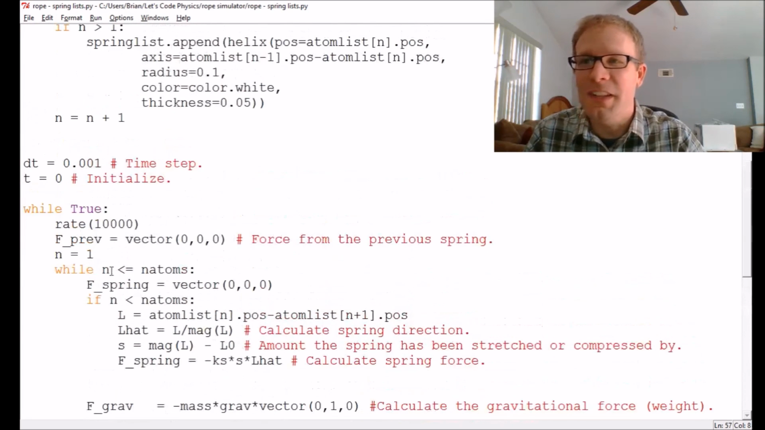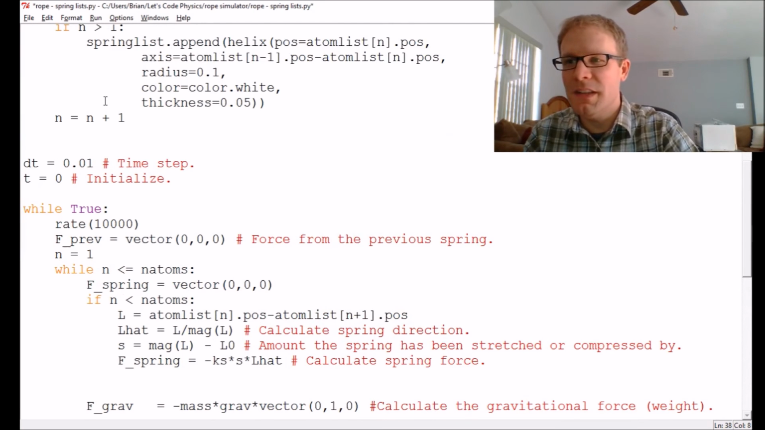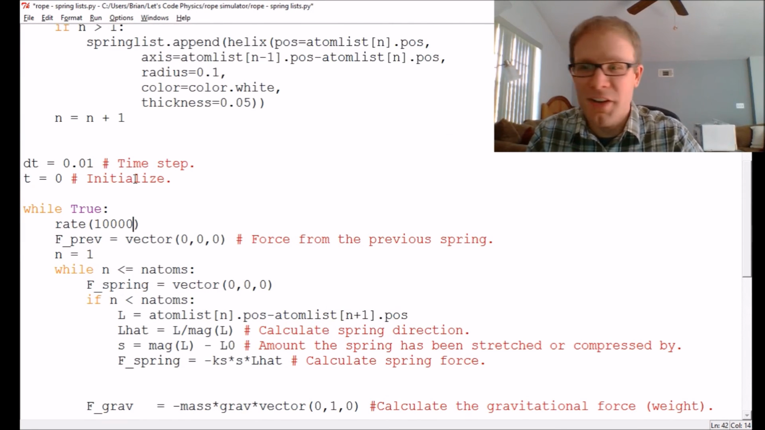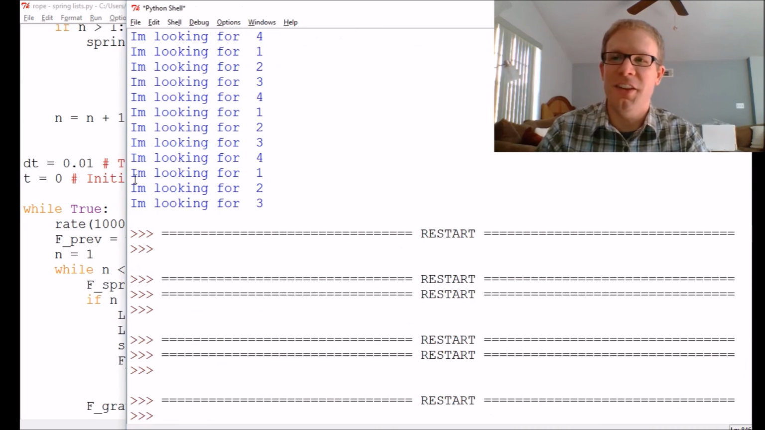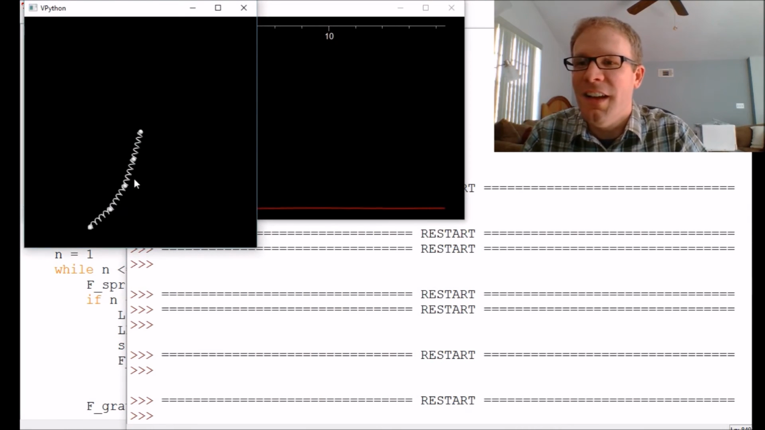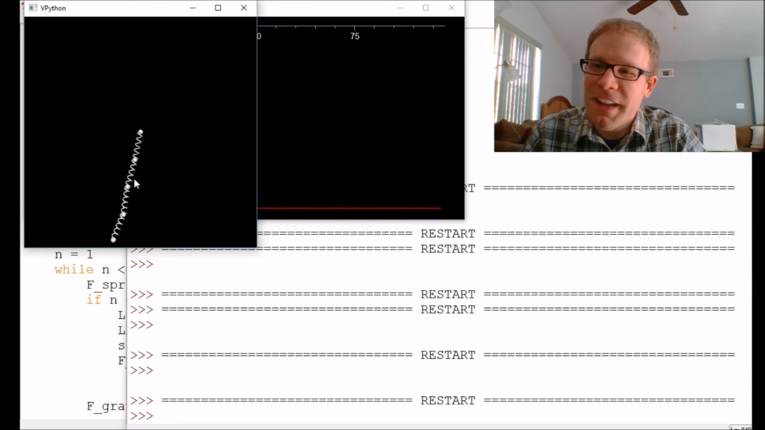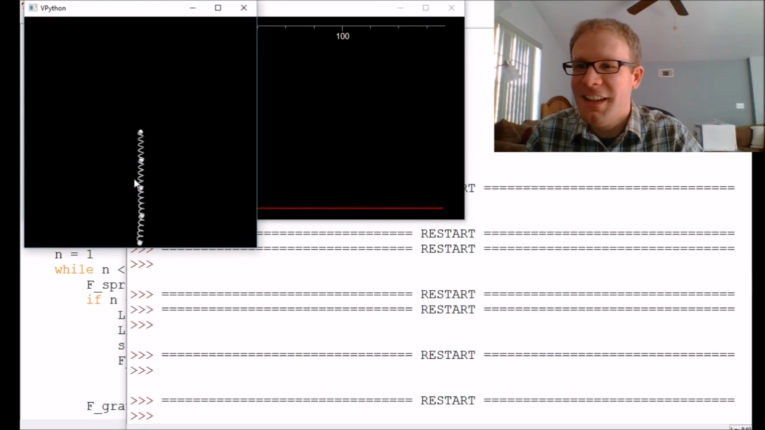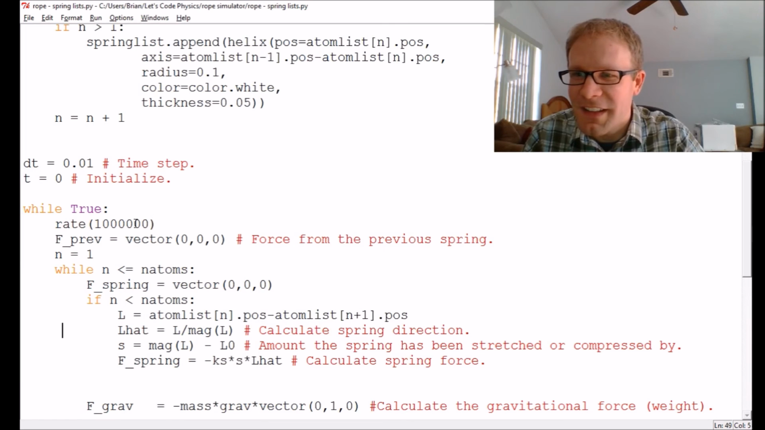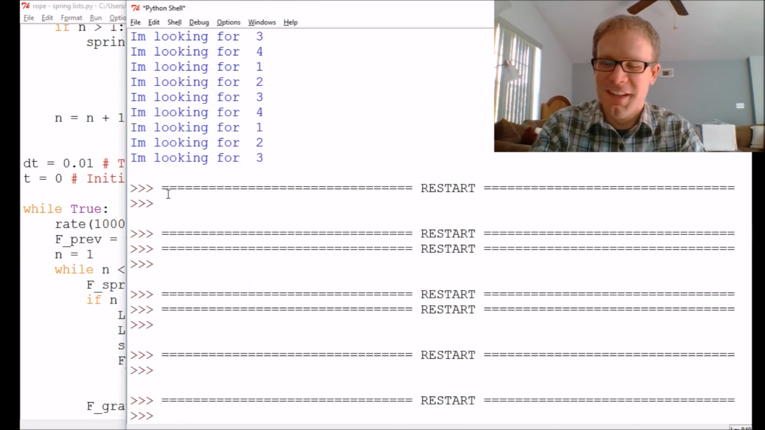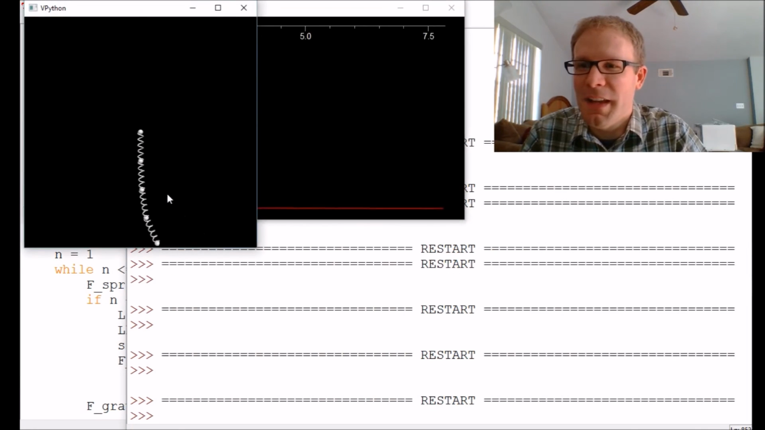So I can probably get away with decreasing the time step. And I'm just going to go ahead and add some zeros onto the rate. I don't know whether it's already maxed out. Oh, there we go. Well, that just looks cool, doesn't it? I can probably decrease the rate. That's actually a little bit too fast. Looks more like spaghetti than a rope. Okay, there we go.